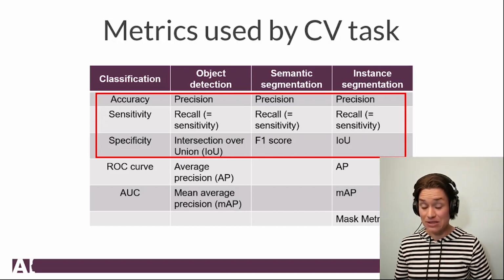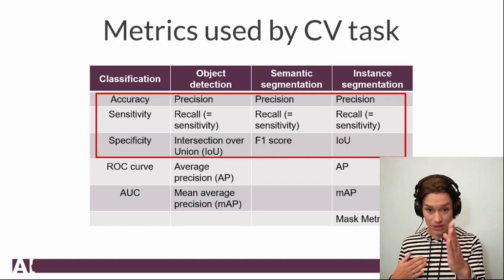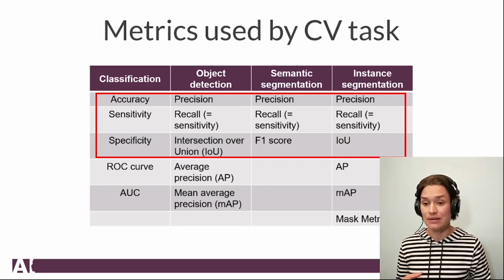For object detection, it's going to be precision and recall, which is the same as sensitivity. Intersection over union, which is the same as for instance segmentation on the right side of the table. And for semantic segmentation, it's going to be precision, recall, and F1 score.